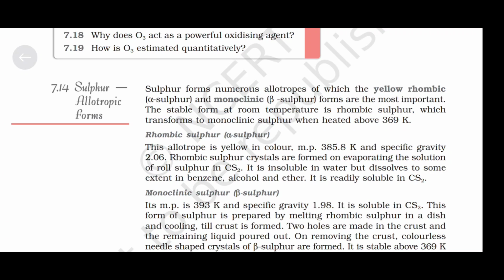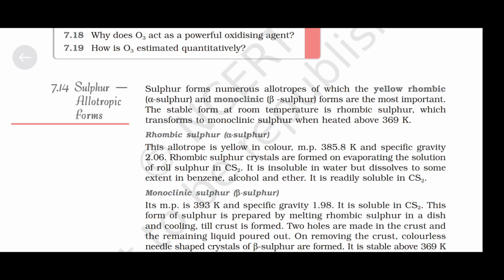This allotrope is yellow in color, melting point 385.8 Kelvin, and specific gravity 2.06. Rhombic sulfur crystals are formed on evaporating the solution of roll sulfur in CS2. It is insoluble in water but dissolves to some extent in benzene, alcohol, and ether. It is readily soluble in CS2.